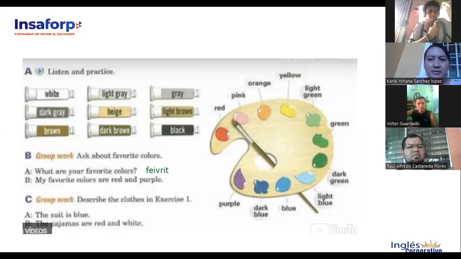My favorite colors is black and yellow. Black and yellow, interesting. Like the bees, right? Como las abejitas, like the bees. Raúl Castaneda. Present. What are your favorite colors? My favorite colors are black, white, and red. Black, white, and red. Nice. I like those colors too. Thank you. Susie?